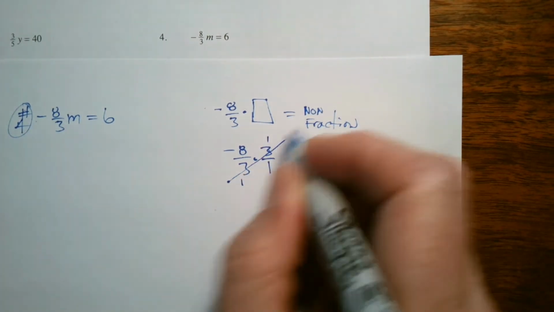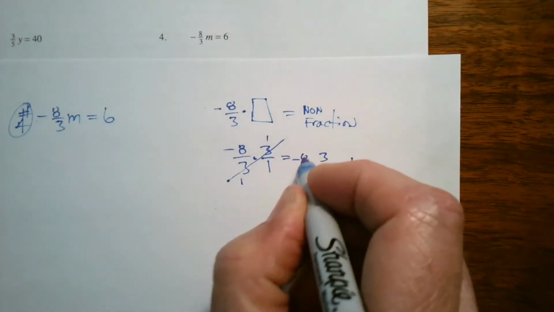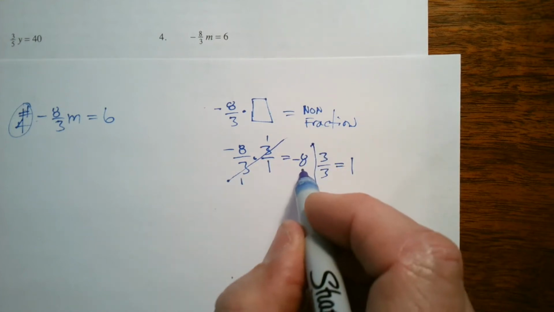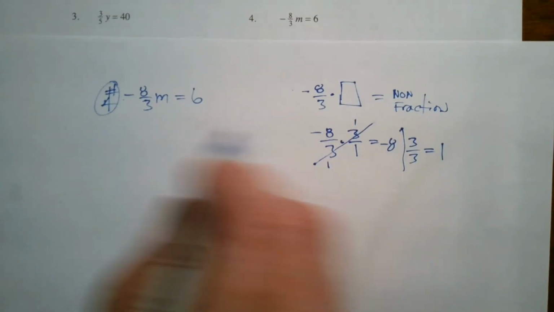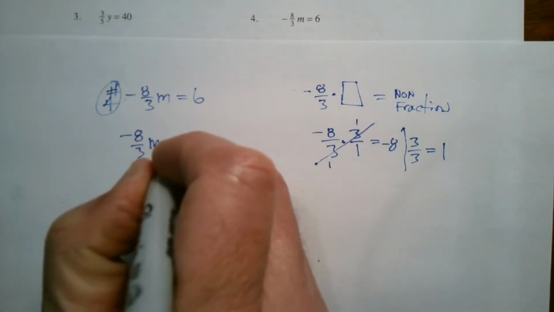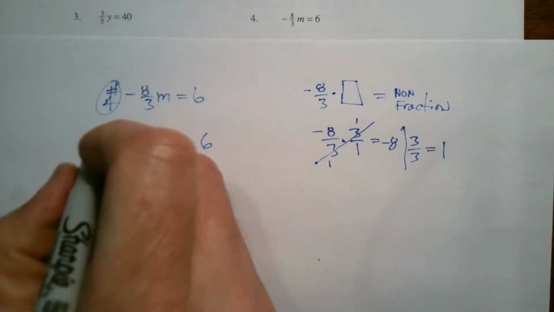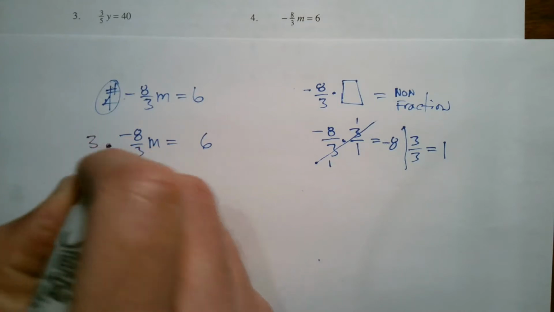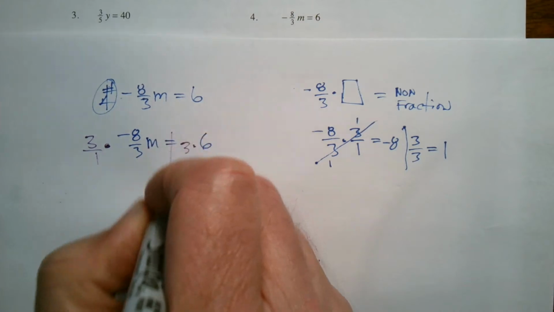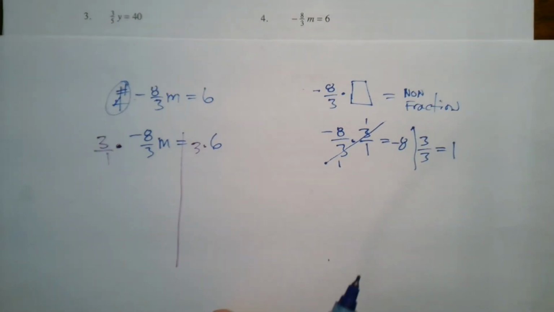So that's 1, that's 1. They cancel and become a 1. So what do you get? You get just negative 8, right? The whole thing becomes just negative 8. So that's what I'm going to multiply by. Let me rewrite it: negative 8/3 m equals 6, and I'm going to multiply each term by 3, in this case 3 over 1. What I do to one side of the equation, I always do to the other, and I always do it to each term, so that the equation stays balanced.